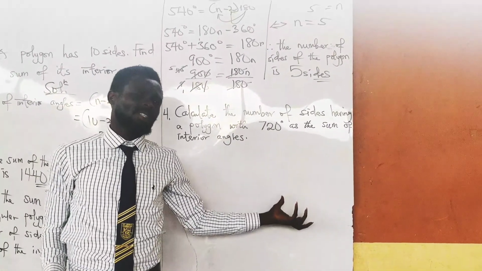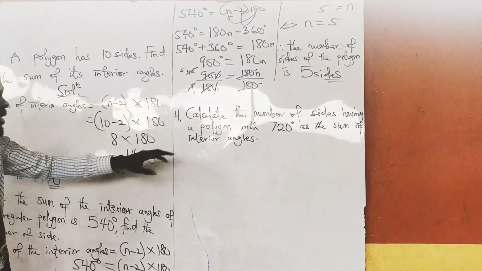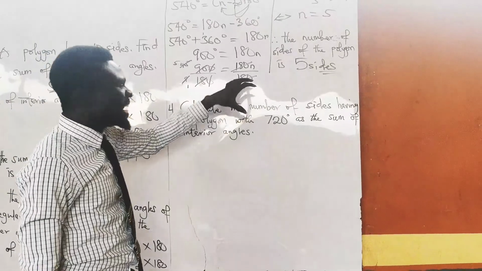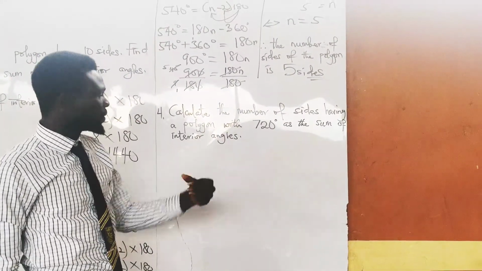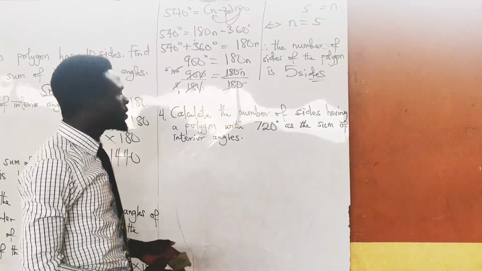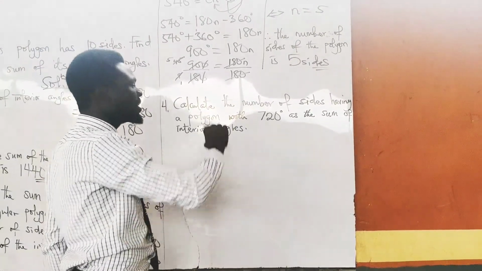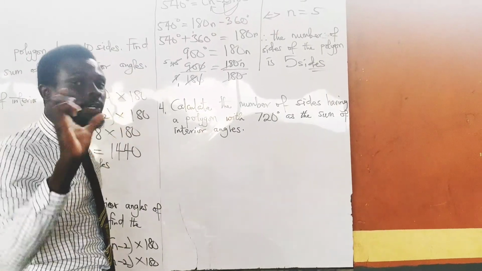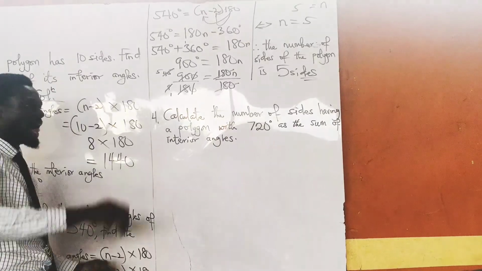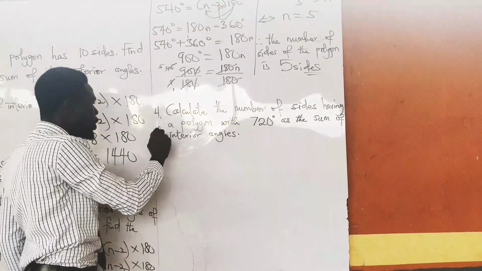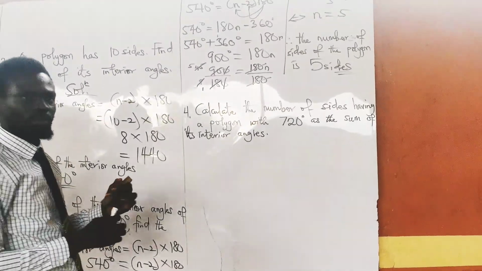Let's take the last question and see if we can also try it on our own. Calculate the number of sides. So we are finding n. Calculate the number of sides of a polygon with 720 degrees as the sum of its interior angles.